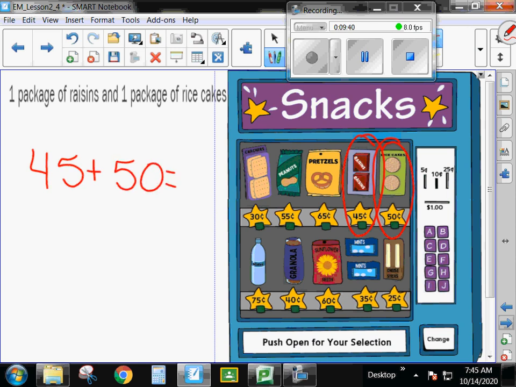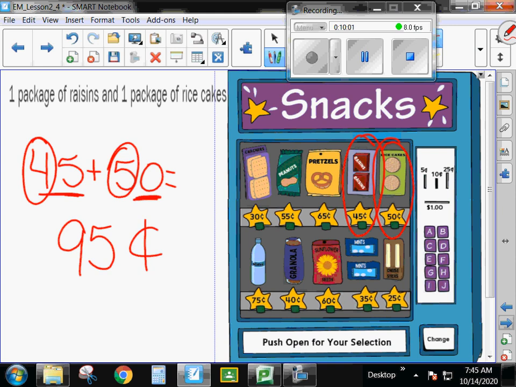Okay, again, this one is a really easy one to add. Anytime I'm adding a number that ends in zero, it makes life really easy because all I'm doing is adding on five tens to this number. So I already have four tens, plus 5 tens is 9 tens, and then I just put my ones back on, so I have 95 cents. Or again, you could write that with a dollar sign. That would be $0 and 95 cents.